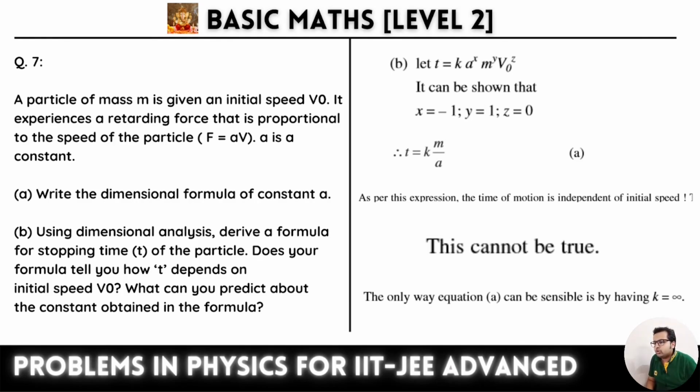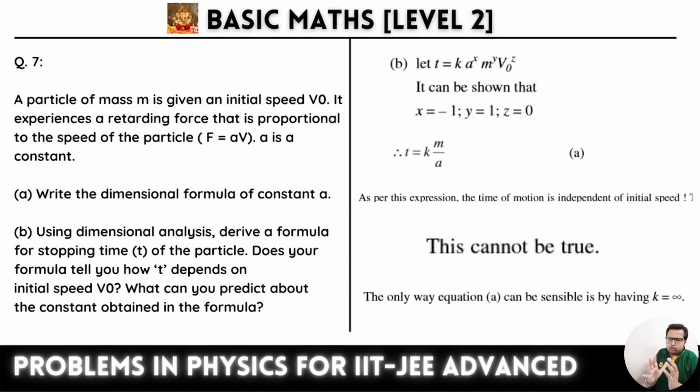Now what you have to do, these types of problem we have already done. We just have to compare the dimensions of both LHS and RHS. The LHS is time, so what is the dimension? M0 L0 T1. Understood? And on the right hand side, the dimension of a we just computed, that is M T minus 1, to the power of x. And what is m? M is mass, so capital M to the power of y. And v naught is velocity, which is displacement upon time, so it is L T minus 1, to the power of z.